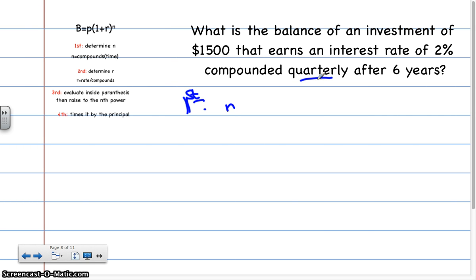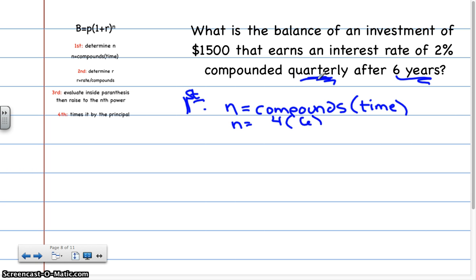And the first thing I need to do is find my N. And it says N is equal to our compounds times time. So it looks to me like I'm compounded quarterly. What does quarter mean? 4. So my N is equal to 4 times my time, which is 6 years. So my N is equal to 24. That's me just figuring out step 1, my N.